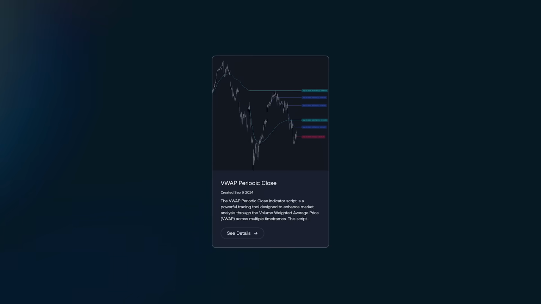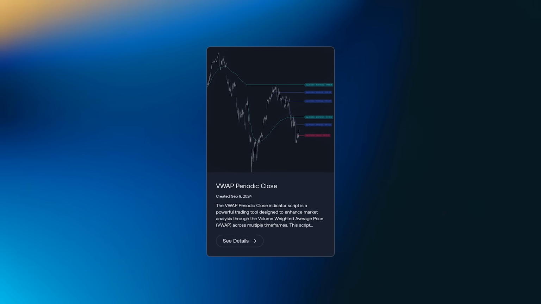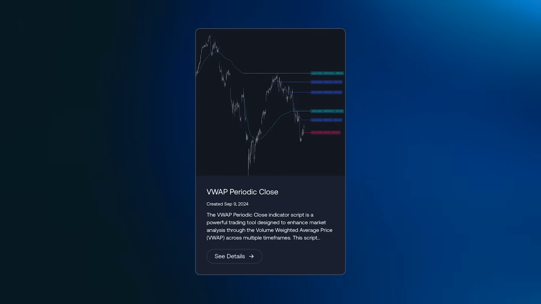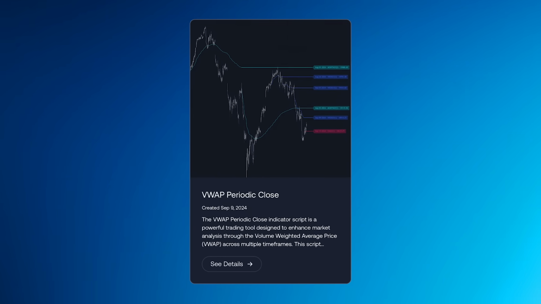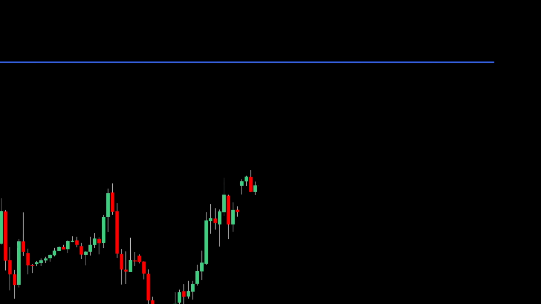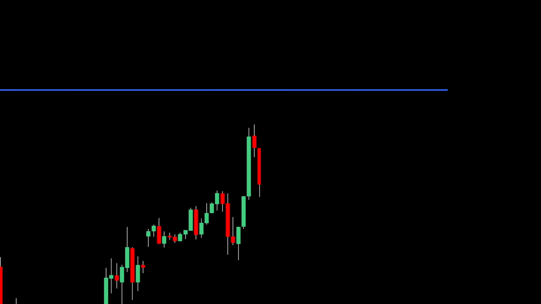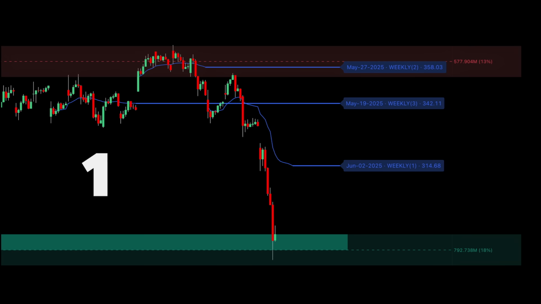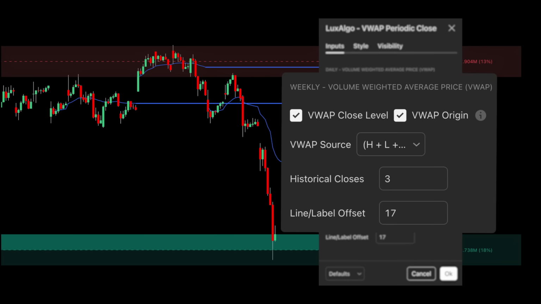Now that you know what this upgraded VWAP indicator can do, the big question is, how do you actually use it in real trades? Well, there are 2 powerful ways most traders apply VWAP in their strategy. The first way to use VWAP is as a mean reversion target, because, as we mentioned earlier, VWAP often acts like a price magnet. In this example, we're on the 1-hour chart, with the 3-week VWAP level enabled.